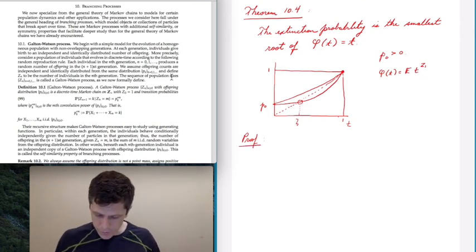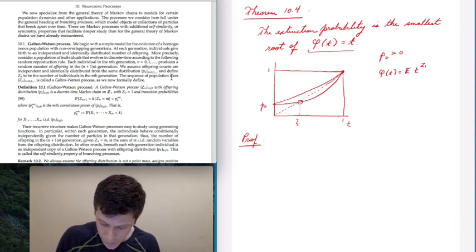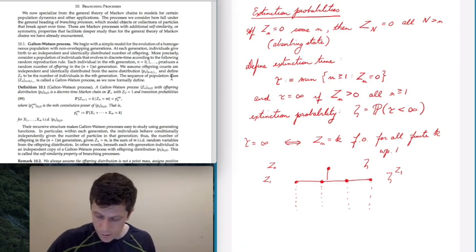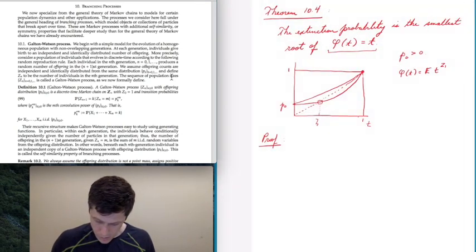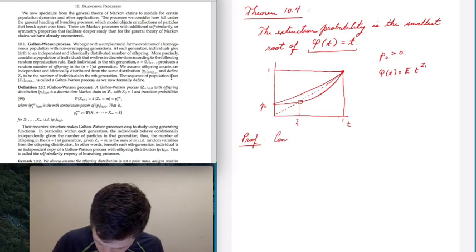So in order to prove this, we want to condition. We already gave some argument for where this relationship comes from: if we condition on the first step, then the probability of extinction becomes this expression here. So we condition on the first step, on the size of the first generation.